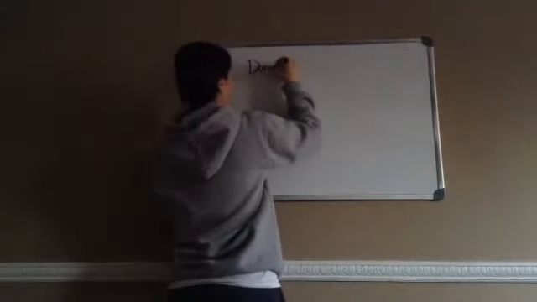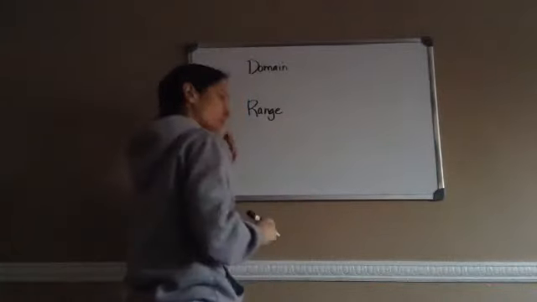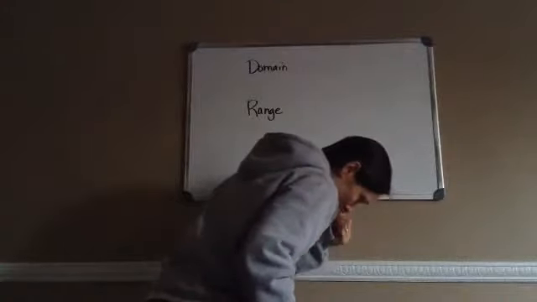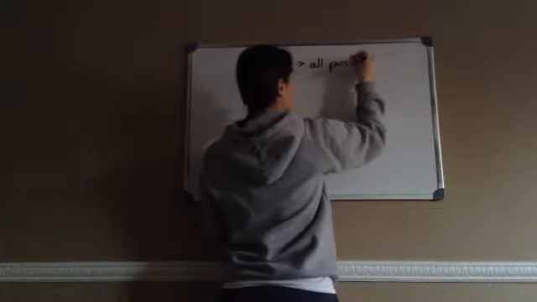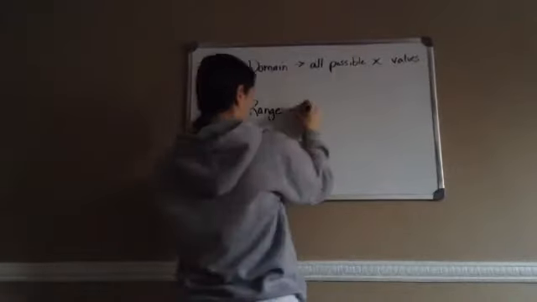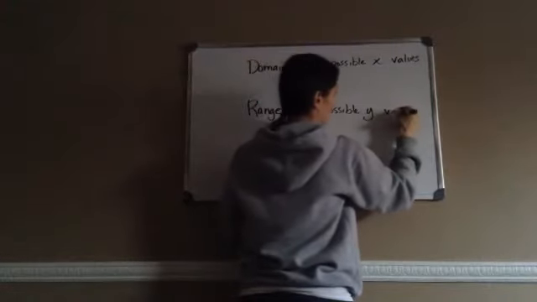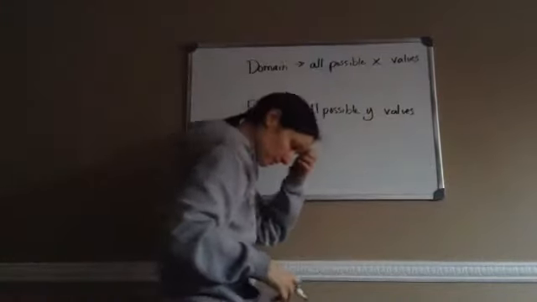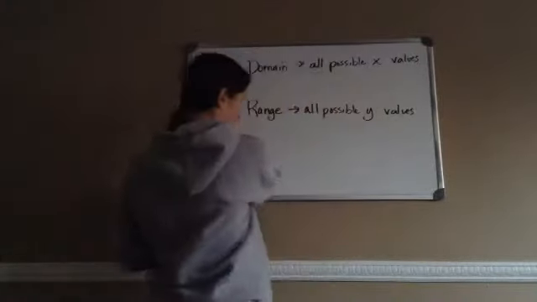I want to write this down. Domain and range. Okay? Domain is all possible x values. I'm going to explain to you what I mean by that in a minute. Range is all possible y values. Okay? And this is talking about an x, y, we're going to do a chart. Okay? So now that you know what domain and range are, here's what it says.